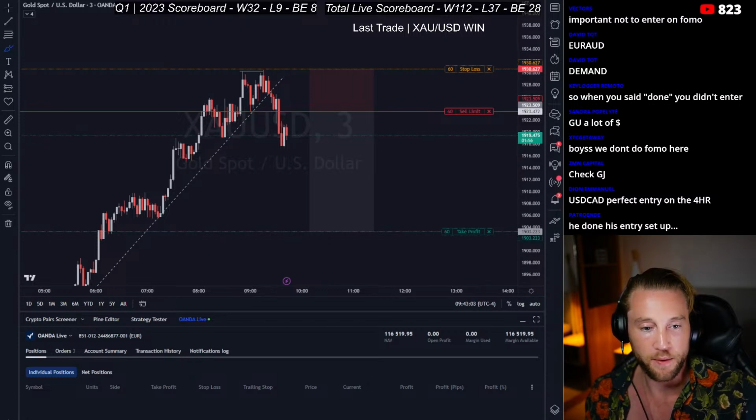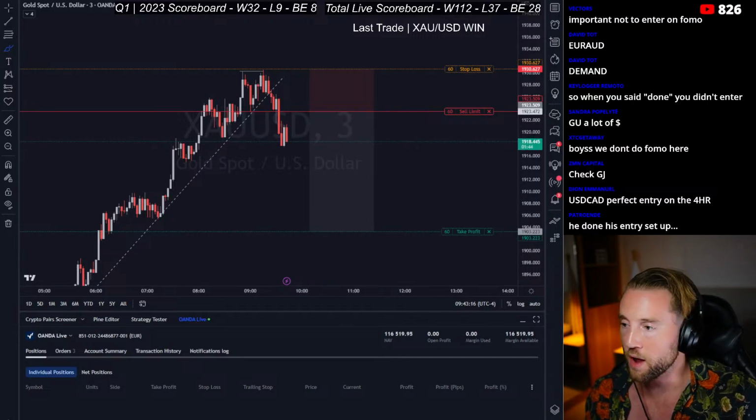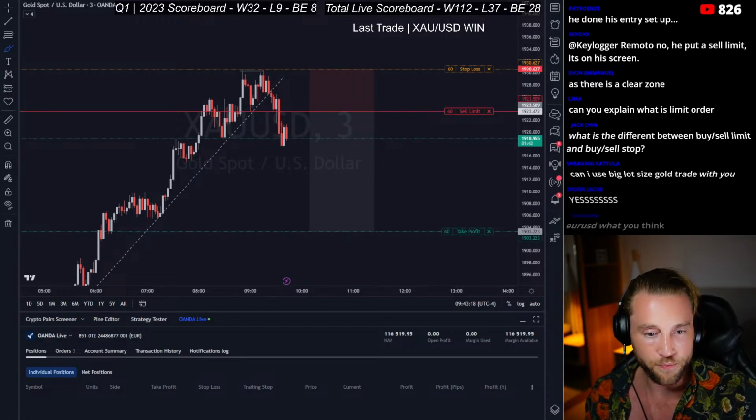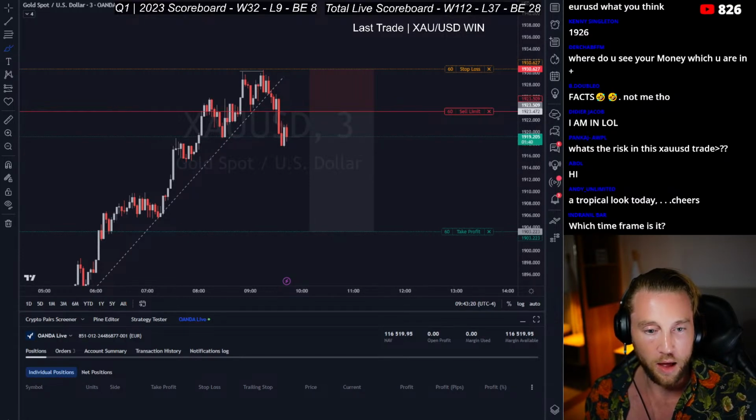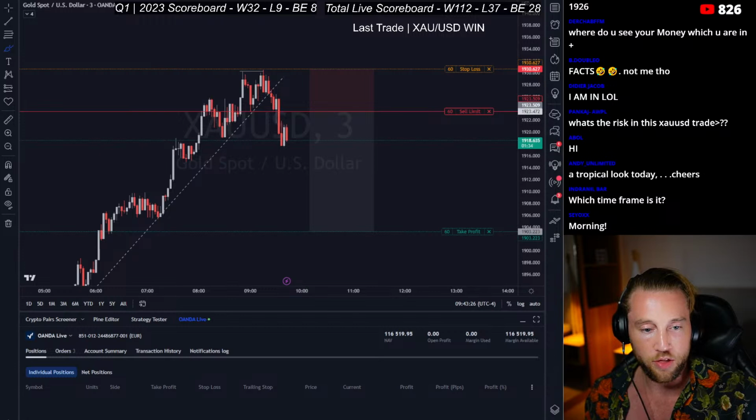Kenny, where do you see your money? Which are you in? Where do you see your money? Underneath. B double says facts. DJ says I'm in. What's the risk in this trade? In this gold trade? Which time frame is it? This is on the 3-minute chart.